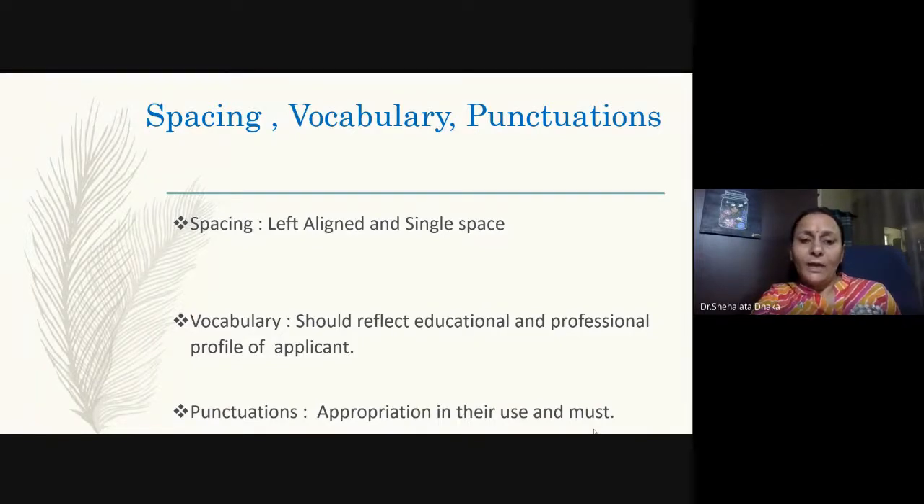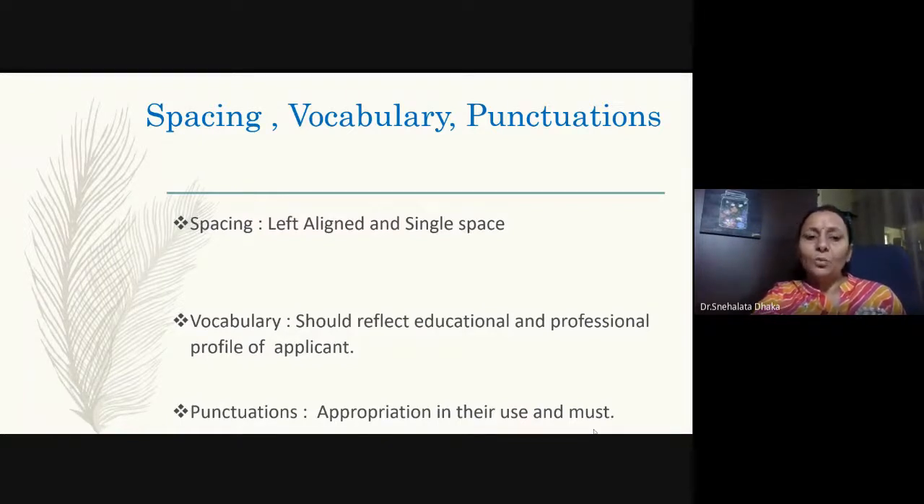Now, vocabulary, just check, should reflect educational and professional profile of the applicant. Suppose the applicant is a computer engineer, and also it is mentioned that the person has done engineering from one of the very reputed institutions of national or international level. So that should reflect in the writing part in terms of the choice of the words.